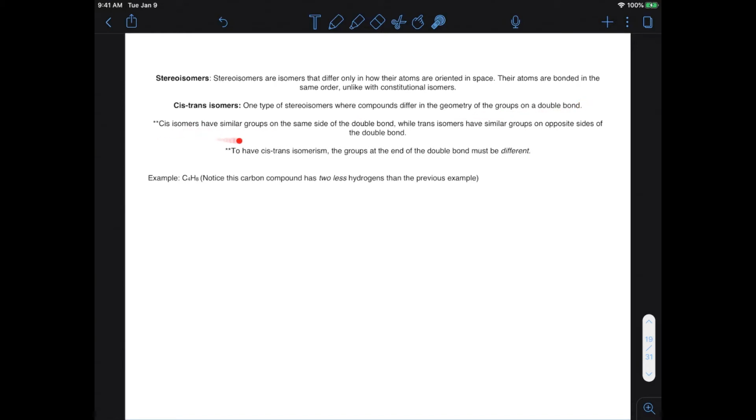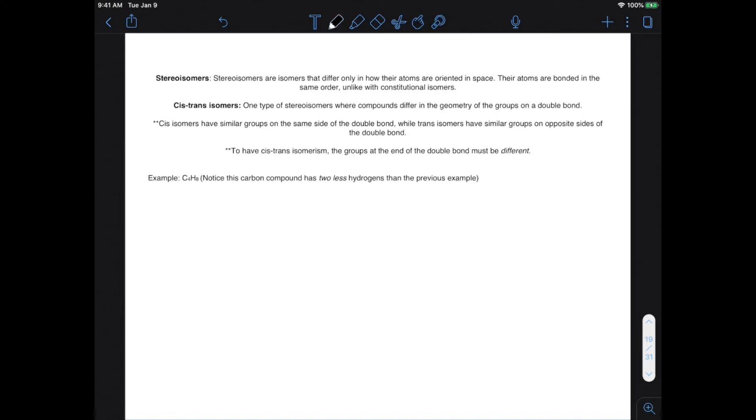So cis isomers have groups on the same side of the double bond, while trans isomers have similar groups on the opposite side of the double bond. And to have cis-trans isomerism, the groups at the end of the double bond must be different. So let's go ahead and draw an example of that.